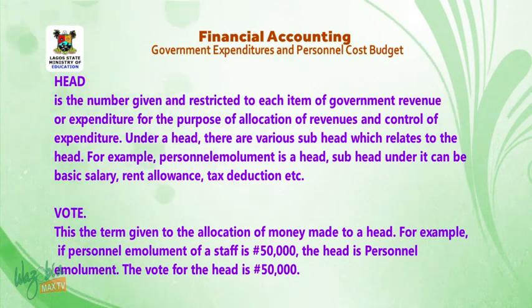Vote. This is the term given to the allocation of money made to a head. For example, if personnel emolument of a staff is 50,000 naira, the head is personnel emolument, the vote for the head is 50,000 naira.